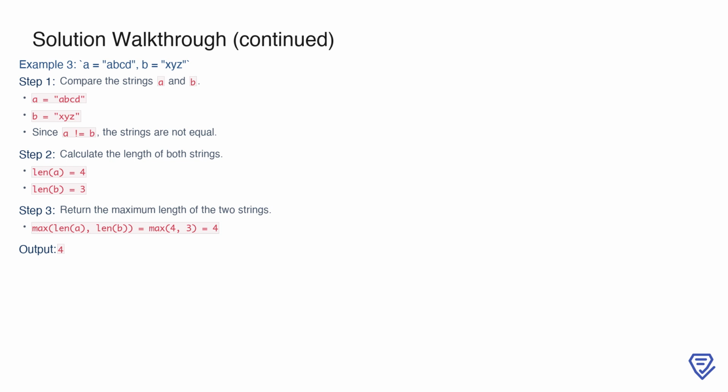Next, let's look at another example where A is ABCD and B is XYZ. Since the strings are not equal, we calculate the lengths of both. The length of A is 4, and the length of B is 3. The longest uncommon subsequence in this case is the longer string itself, as it cannot be a subsequence of the other string. Thus, we return the maximum of their lengths, which is 4. The output for this example is 4.